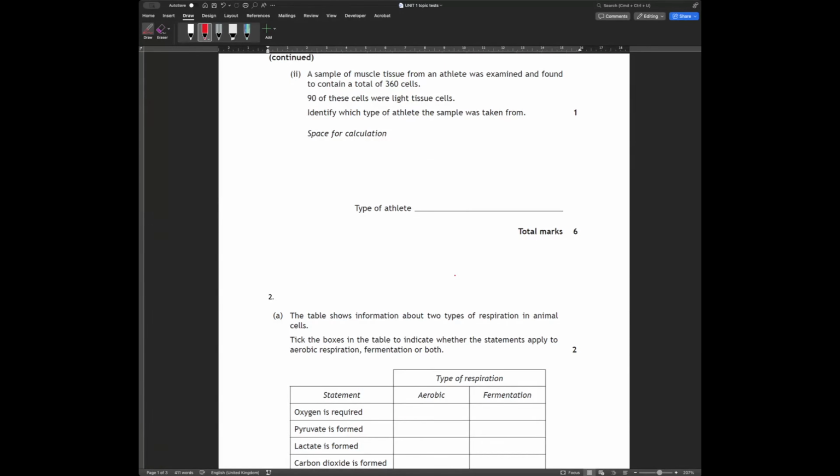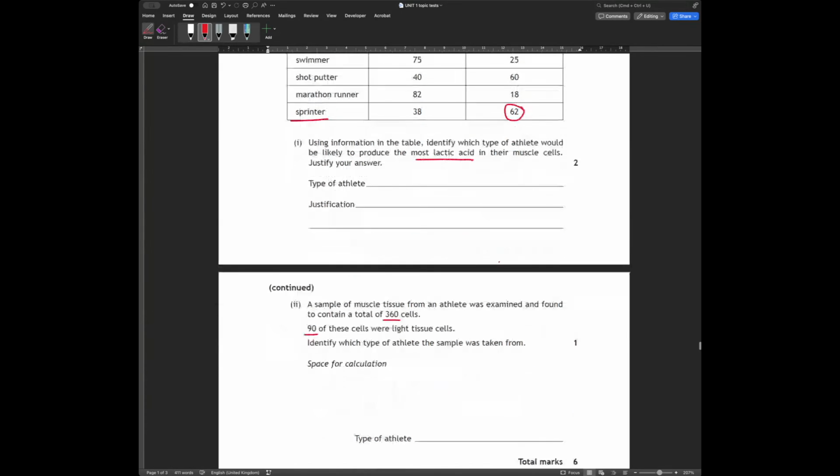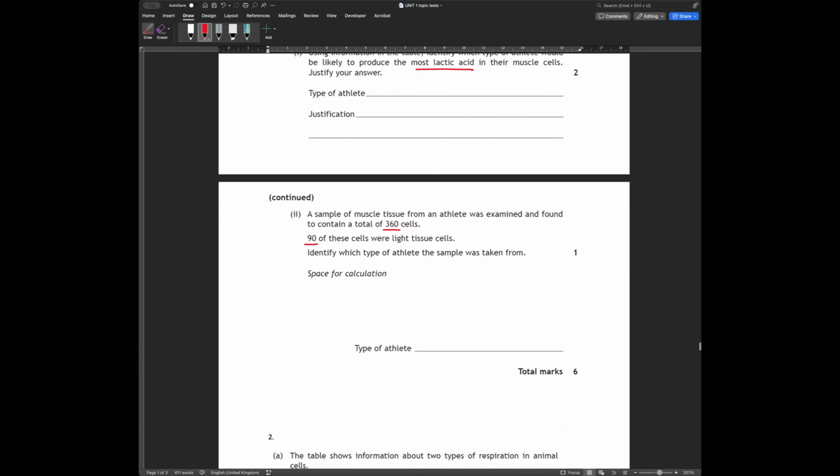Part 2: a sample of muscle tissue from an athlete was examined and found to contain a total of 360 cells. 90 of these cells were light tissue cells. Identify the type of athlete the sample was taken from. Now, this doesn't have raw numbers in it here, it has percentages. So we are told that we just have 90 out of 360, so we have to work that out as a percentage. We do 90 over 360 and times it by 100. If my mental maths is right, 90 is a quarter of 360, so the percentage is 25%.